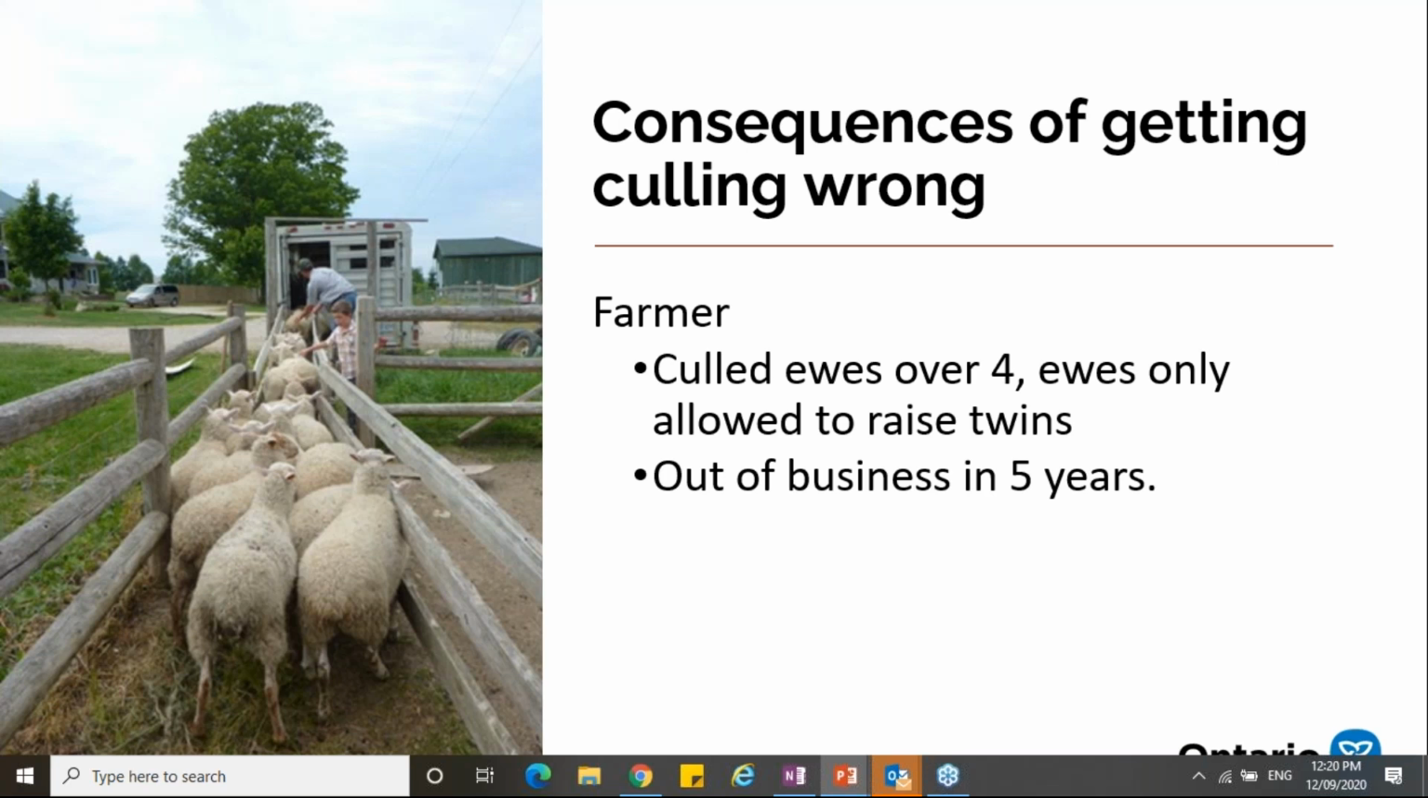But he didn't keep any data of any sort to monitor. Is it the right choice? Are these the right cutoff points? And it turns out it wasn't. So 5 years later, he's out of business. Chances are this wasn't the only reason, but not being able to monitor what's happening and how those changes are affecting your production makes it really difficult to succeed.